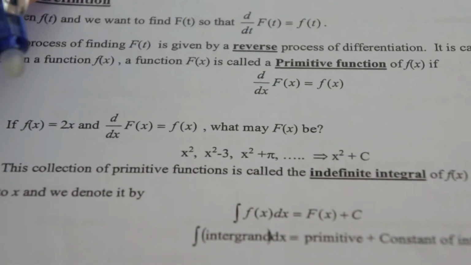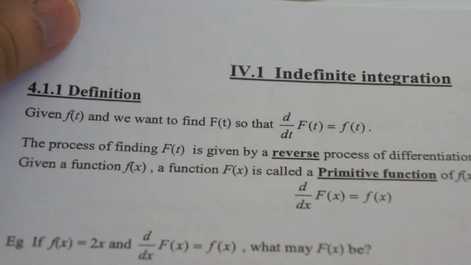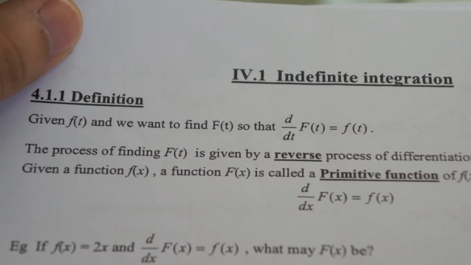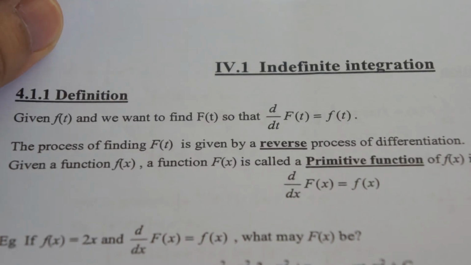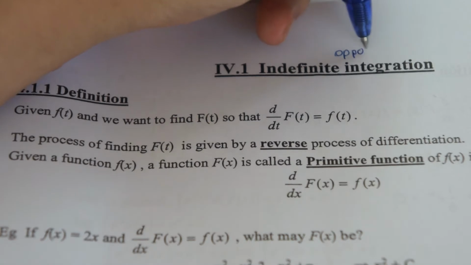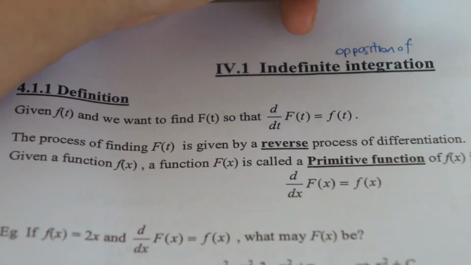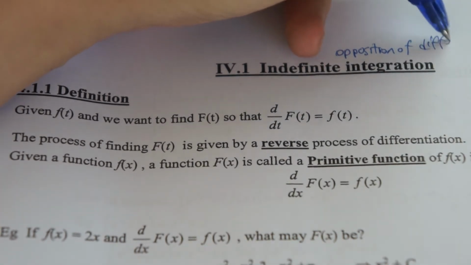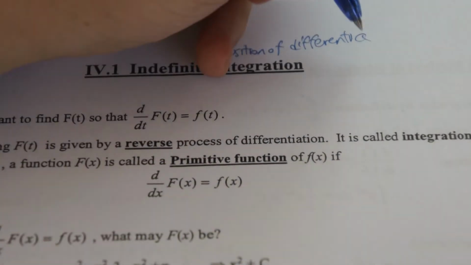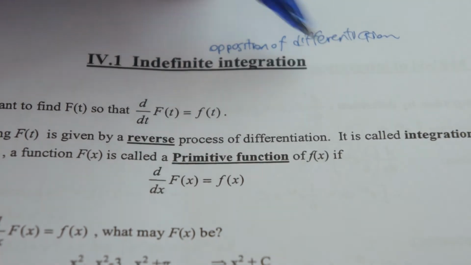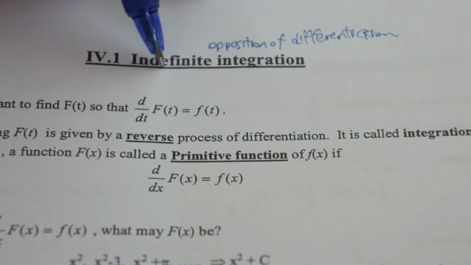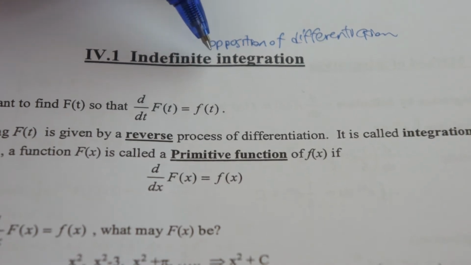Okay, and then for chapter 4, you can turn to chapter 4 because we have one last chapter, which is integrations. Integration is in fact the opposite of differentiation. In chapter 3, we know how to do differentiation, using calculus. But now you have to use integration, which means it's the opposite.